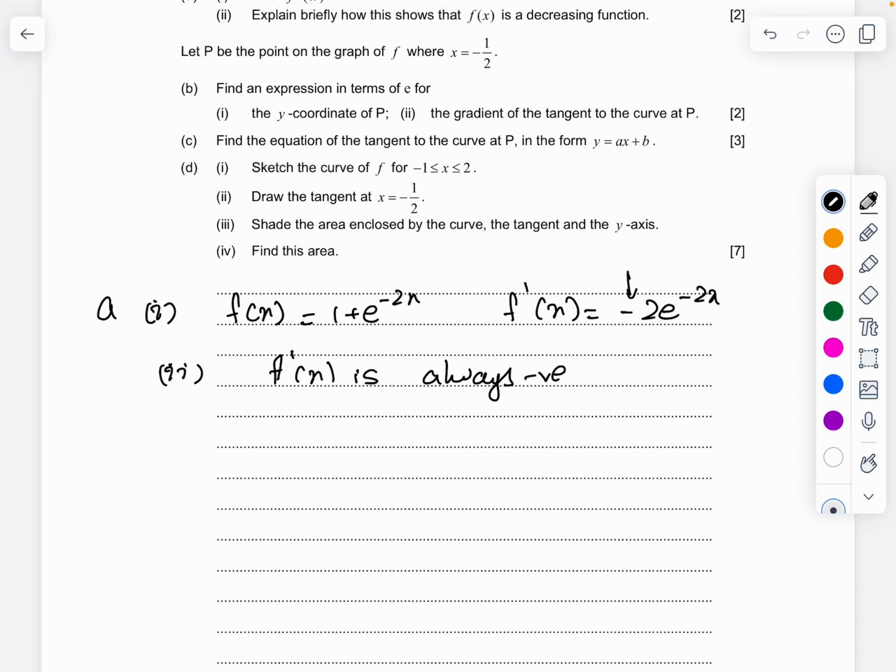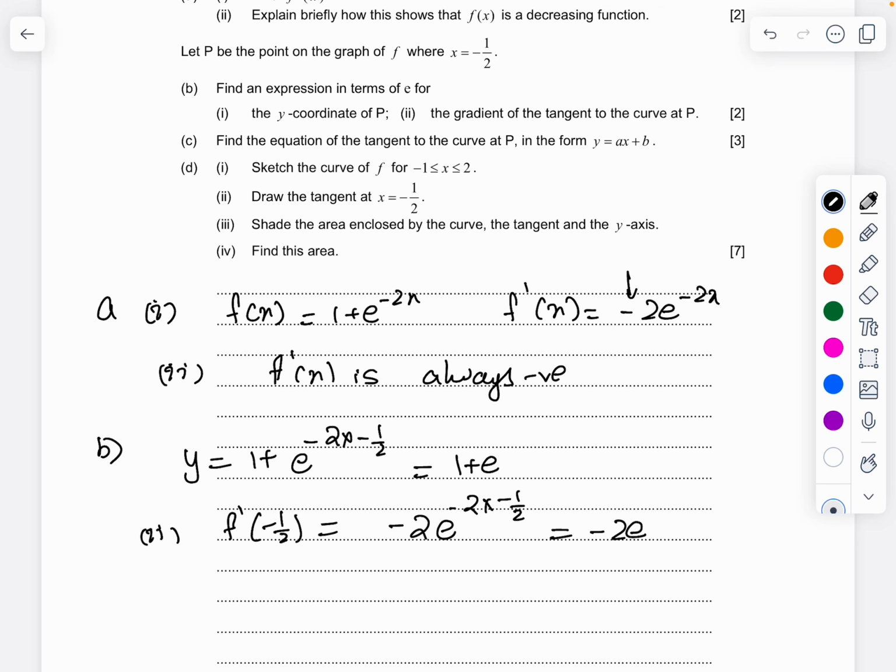Let P be the point on the graph of f where x equals negative 1 upon 2. Find the y coordinate of P. So y equals 1 plus e to the power of negative 2 times negative 1 upon 2, which becomes 1 plus e. For the gradient of the tangent in the second part, I have to find f prime of negative 1 upon 2, which is minus 2 e to the power of minus 2 times negative 1 upon 2, which is minus 2e.